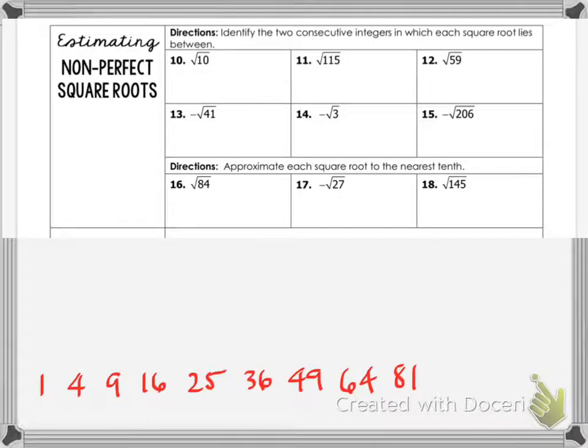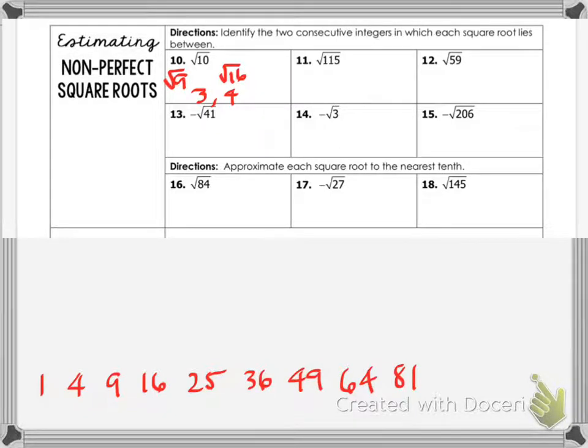First of all, it comes between the square root of 9 and the square root of 16. So that means it comes between 3 and 4. The whole numbers, integers 3 and 4, because again, the square root of 9 is 3, and the square root of 16 is 4. So it comes between the numbers 3 and 4, the answer.